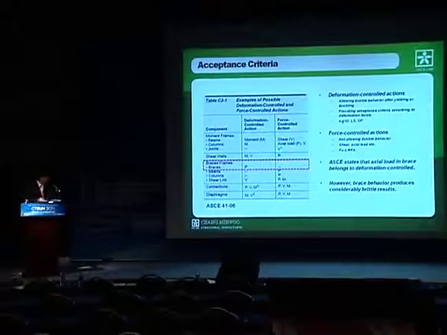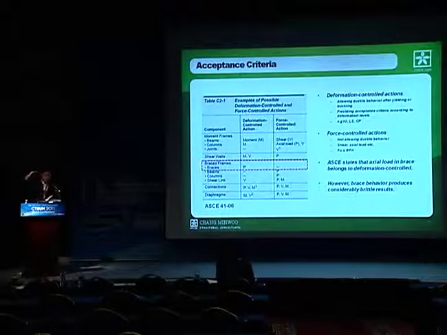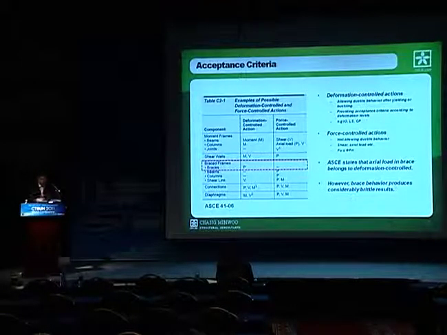However, actually, this is something of a typo, not the brace. The Diagrid member behavior produces a considerably brittle result. Why? Because the Diagrid member takes the gravity load. Because in the Diagrid system, there is no vertical column. So the shape is a brace, but it takes all the gravity load. So once the Diagrid member buckles, there's no way to recover its original state.